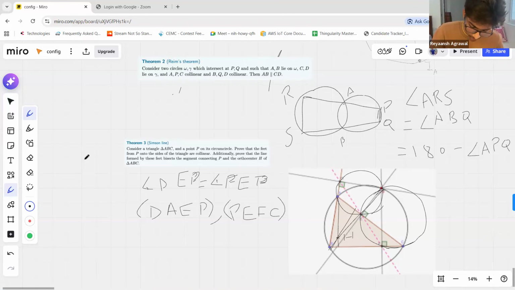Okay, firstly, we're going to mark the intersection of the perpendicular through P to BC and the circumcircle. We're going to call this X. Can you show that AX is parallel to the Simpson line?